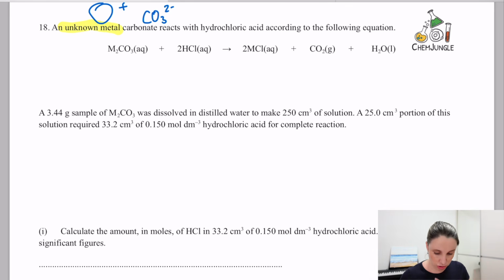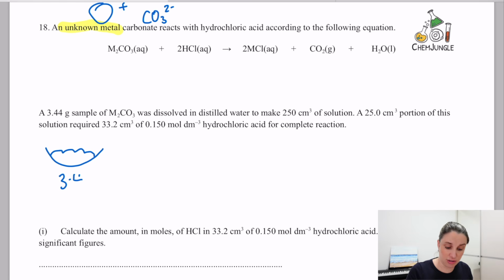So it says a 3.44 gram sample of it was dissolved in water. They made a solution. A 25 cm cubed portion of this solution required, and my head is already exploding. This is a ton of information, loads of numbers. This really requires us to think about what relates to what. So the first thing I'm going to do is draw my best idea of what's going on to help us work out what we're seeing here. And I really recommend that if you're stuck in an exam, you try and do this.